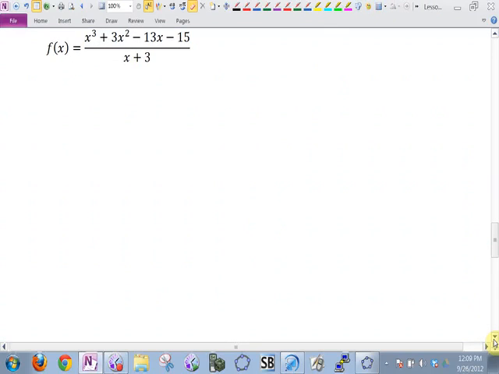Now, again, no graphing calculator. Yes. So what's the y-intercept? Negative 5. Negative 15 divided by 3 is negative 5. Very nice. X-intercept, we take the top, x cubed.